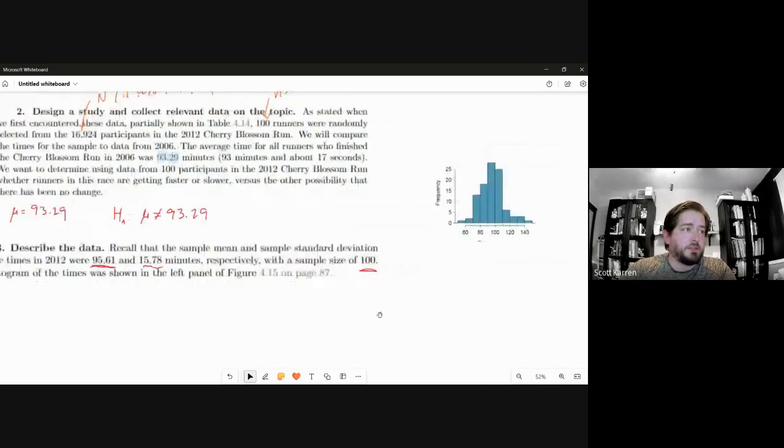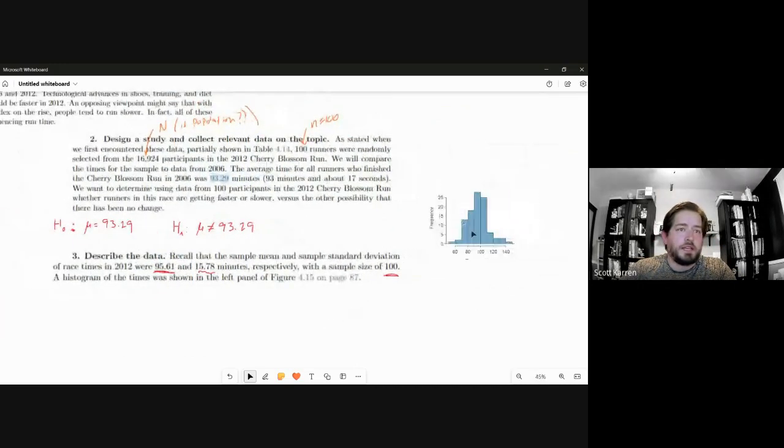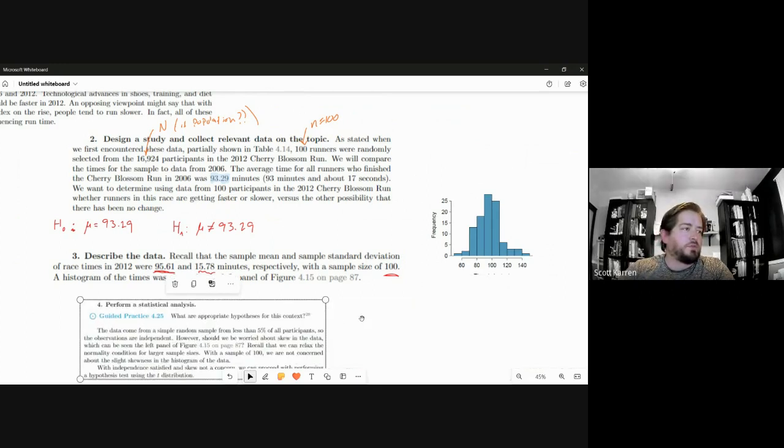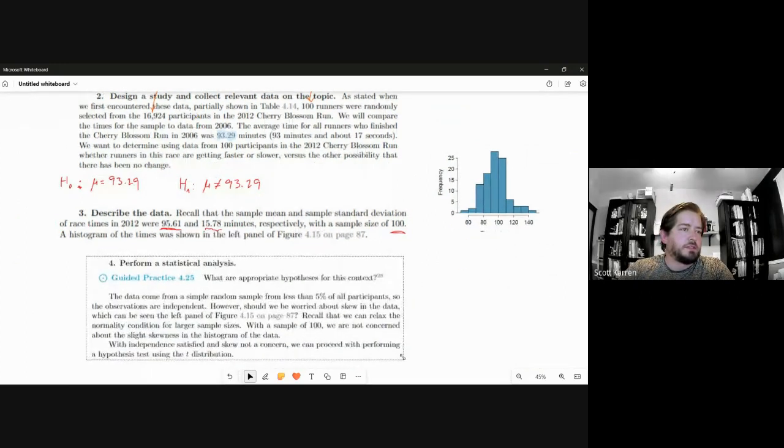So that's the histogram that we have of this data, right? It looks normal-ish, right? Not great normal-ish, but enough to use a t test on it. So we're going to perform a statistical analysis.